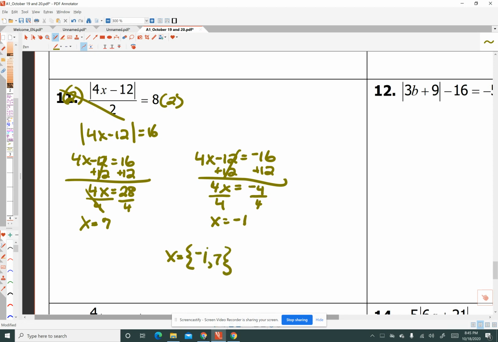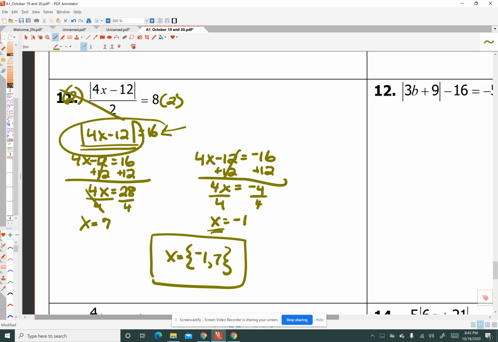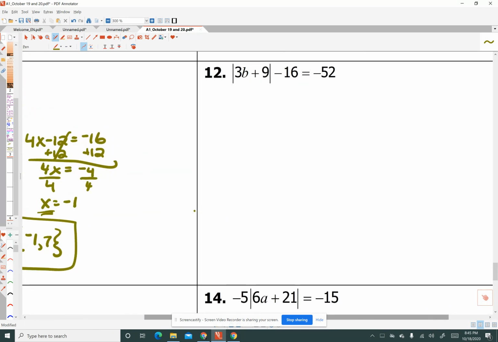So x equals -1, 7. Now, you might be saying, well, absolute value can't be negative. At this point, this is not absolute value. This is absolute value. This is what cannot be negative. And it's not, so we're okay with that problem.